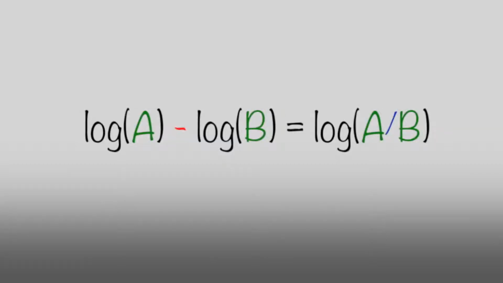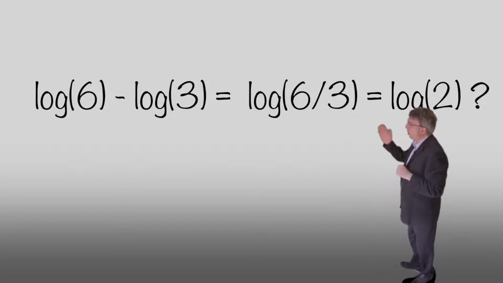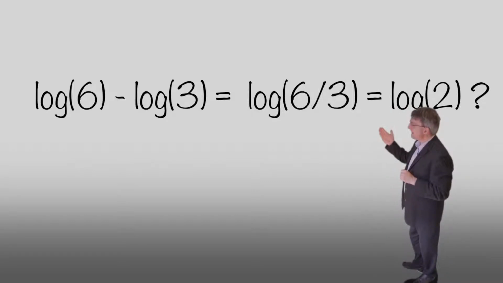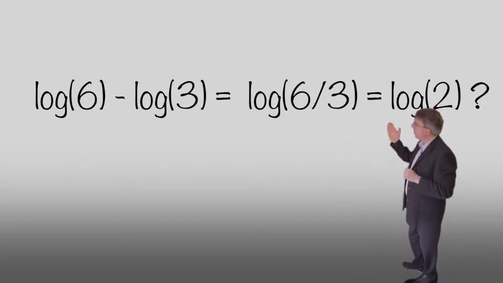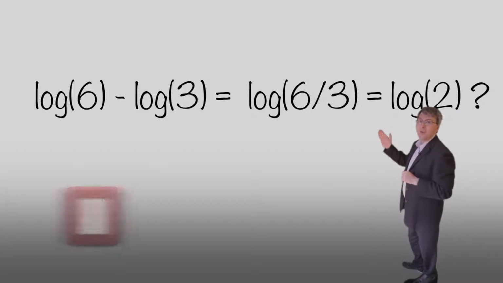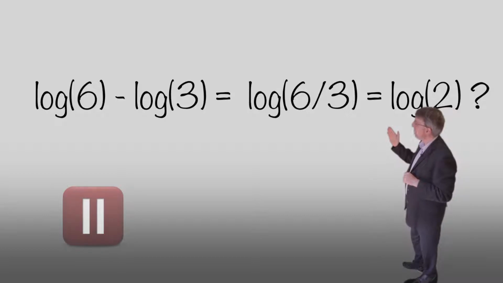Okay, now on to the second law of logarithms. This time we've got log a minus log b, and that means the same as log of a divided by b. So this time we're going to see what happens if we take log to the base 10 of 6 minus log to the base 10 of 3. Does that equal log to the base 10 of 2?